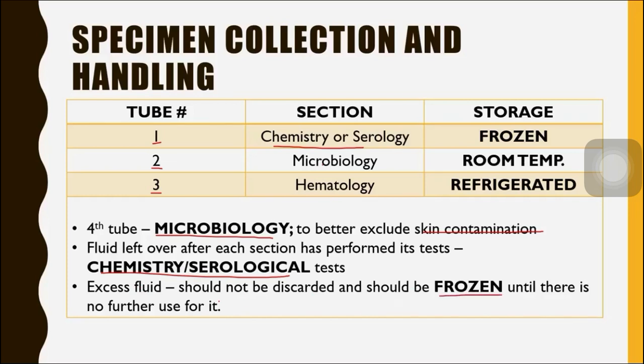So for example, the physician collected only one tube. Ibig sabihin, there is an inadequate specimen. So sa tingin nyo, ano kayang section yung dapat may priority to take that specimen? Kung inadequate yung specimen, chemistry ba, microbiology, or hematology? The answer is actually microbiology. So don't forget, the priority section if there is an inadequate specimen is the microbiology section.